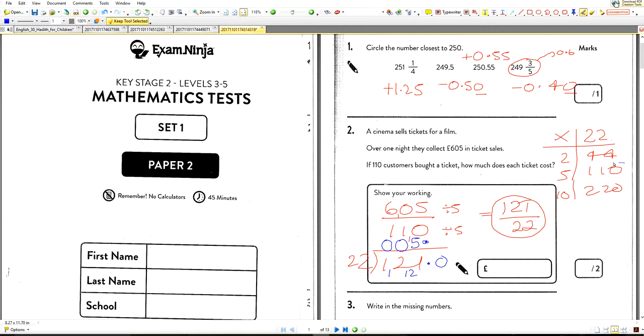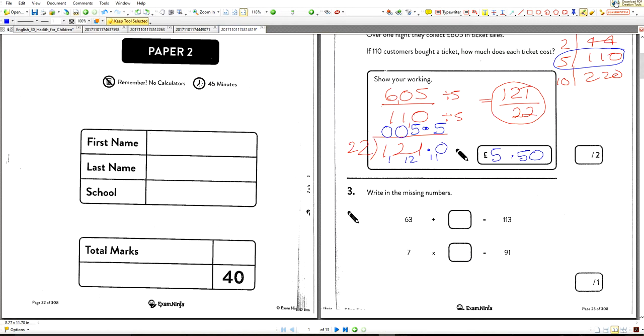Why is that? Because 5 times 22 is 110. So if you have 110, and that's 121, we have 11 left over. And then how many 22s will fit into 110? Another 5 exactly. So the answer will be £5.50 exactly.